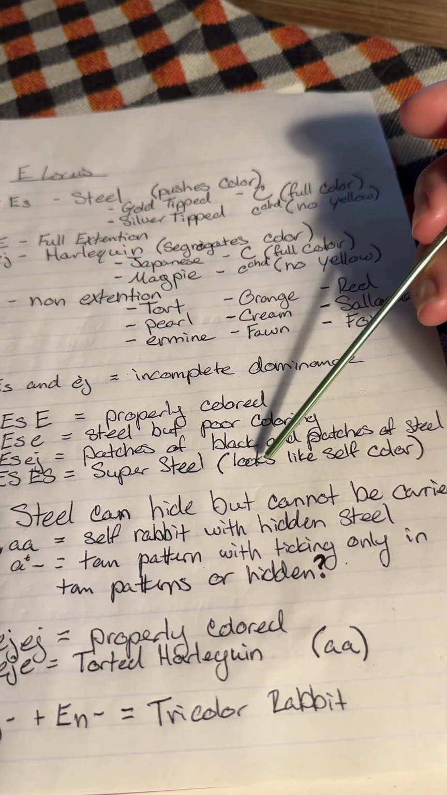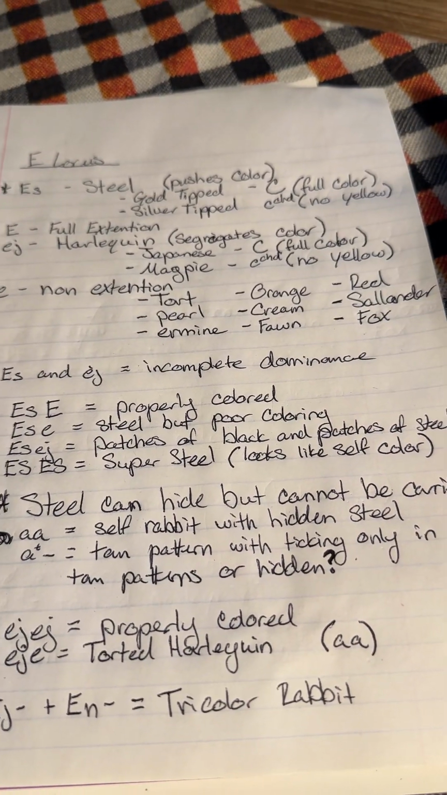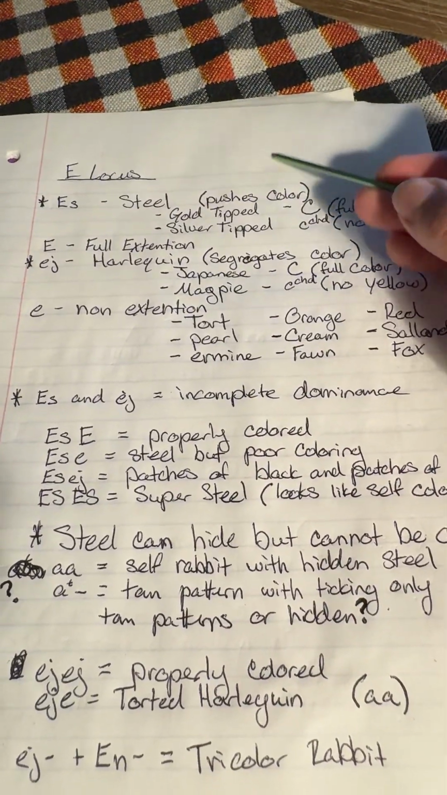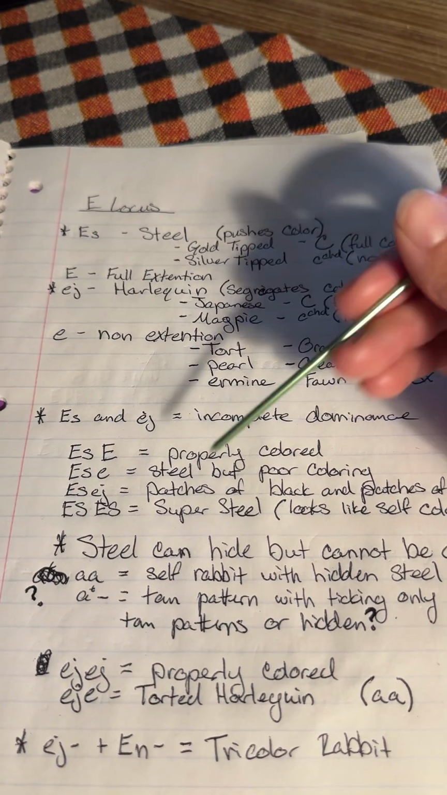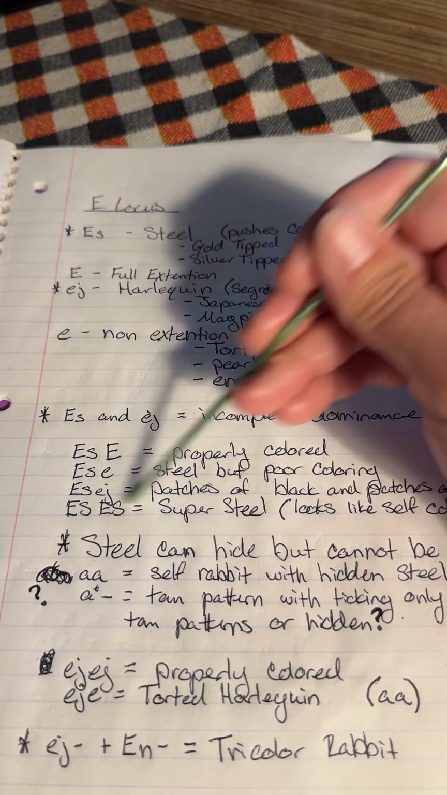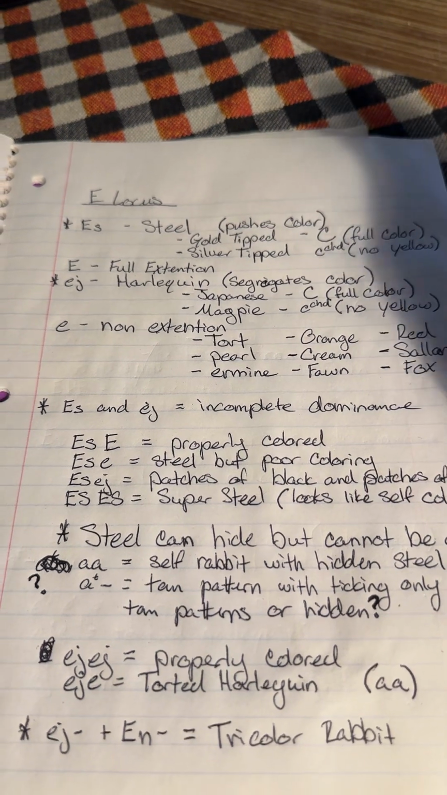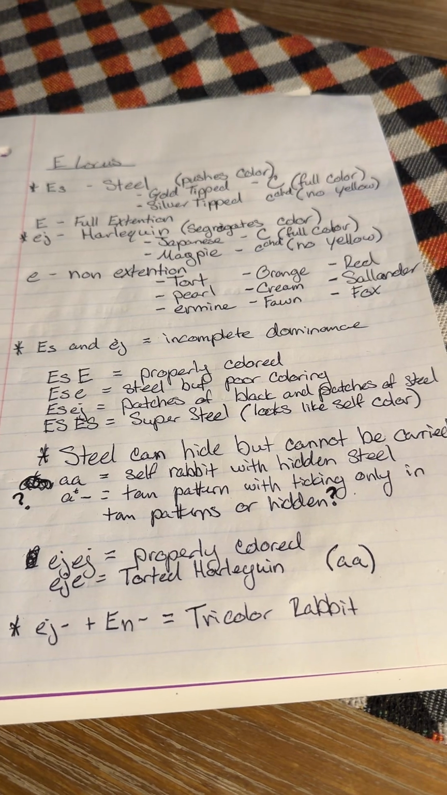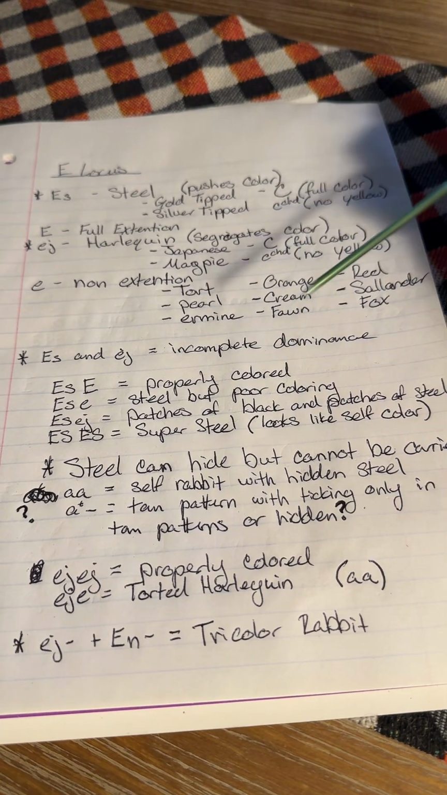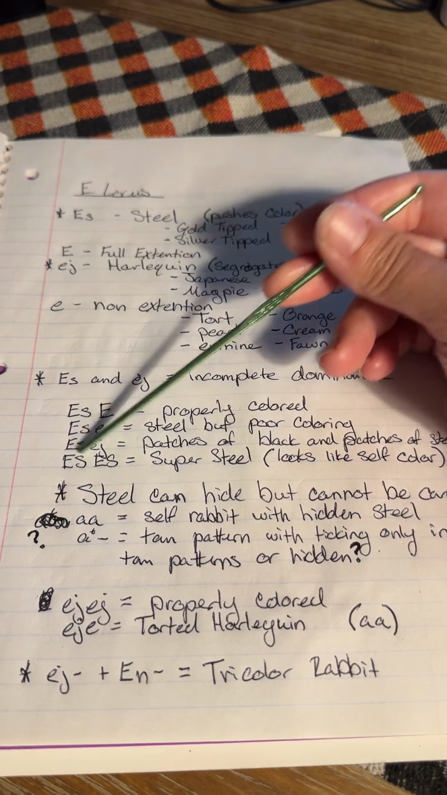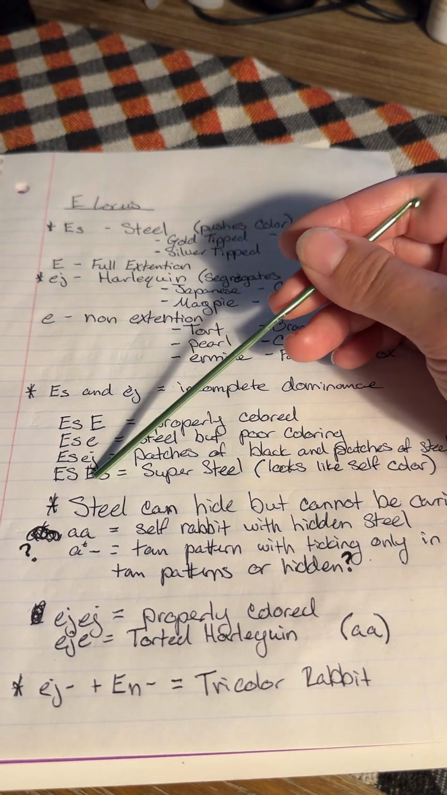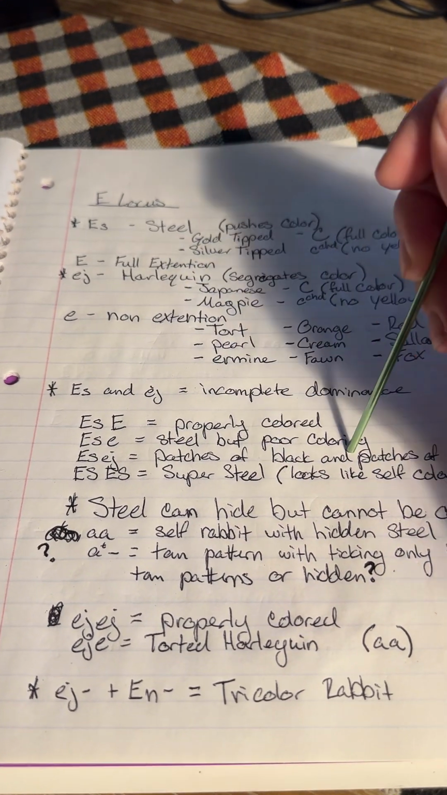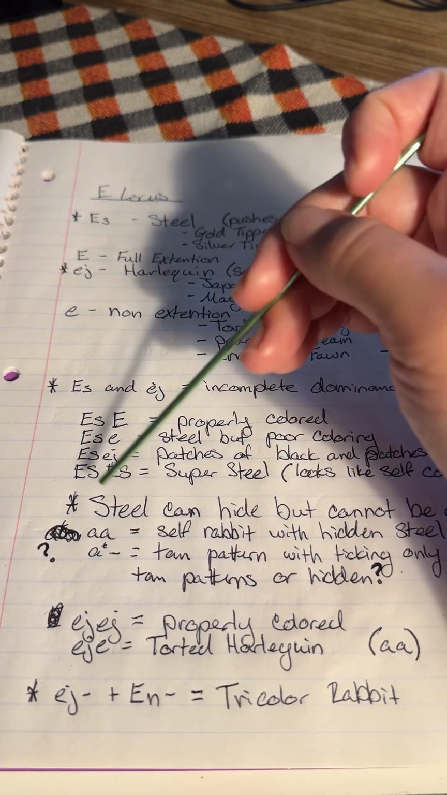And a super steel is going to look like a normal self-colored rabbit. That's because when steel is paired with itself, like I said, steel pushes the color upwards towards the tip of the hair shaft. When it's a super steel paired together, it pushes the color pretty much off the hair shaft. So your super steel is going to look like a normal self-colored rabbit. However, it's not going to be self-colored. So if you have a self-colored rabbit that is throwing agouti or that is throwing steel, you don't have a self-colored rabbit. You have an agouti rabbit with super steel.